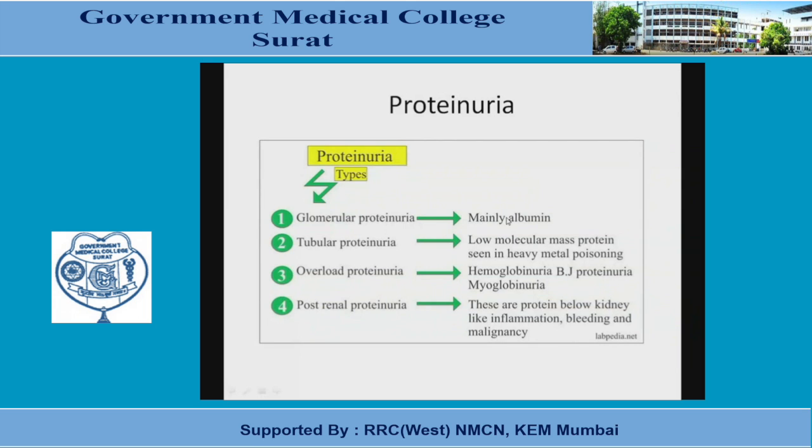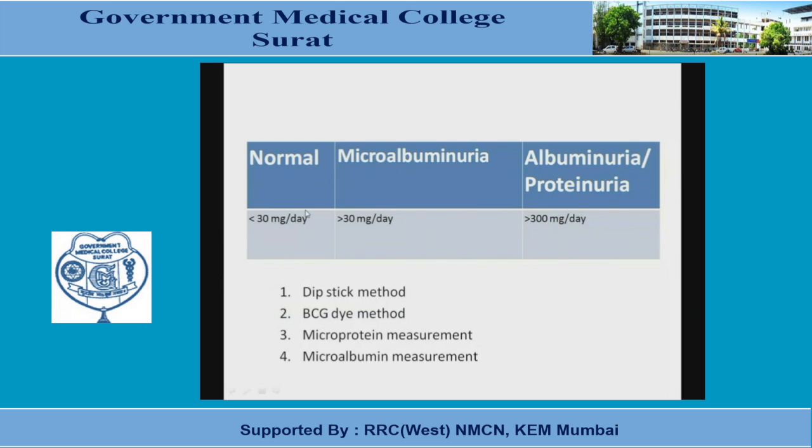The most common protein present in glomerular proteinuria is albumin. Tubular proteinuria is seen in various metal poisonings. Overload proteinuria is seen in various cancers like multiple myeloma, with Bence Jones protein, hemoglobinuria, myoglobinuria, and lastly, traumatic injury.